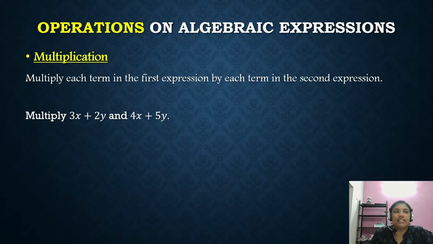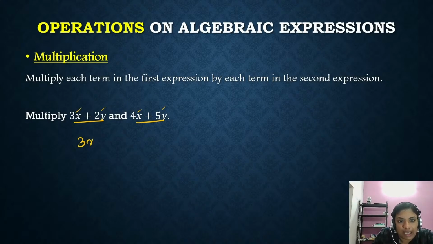So now it's time to learn multiplication. See, here two binomials are given, right? What do you mean by binomial? An algebraic expression containing two terms. So here as well, two terms. Here also two terms. So here we want to multiply these two binomials. Let's write the question.